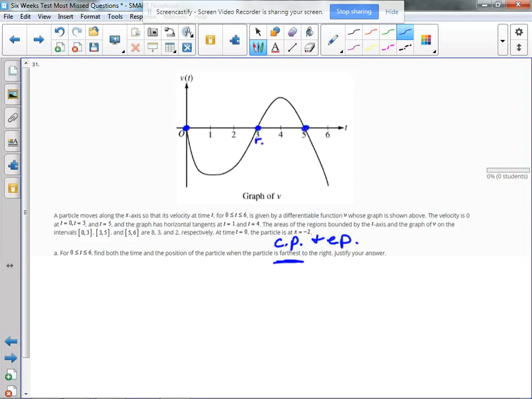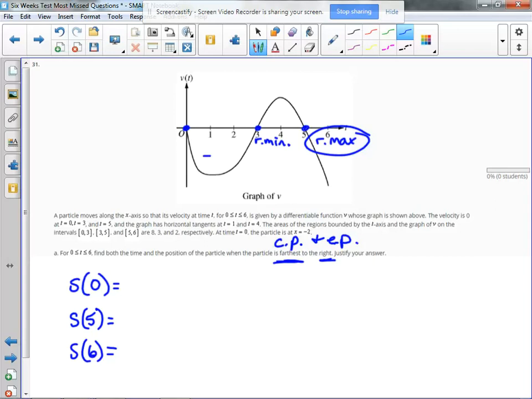3 is a relative minimum. 5 is a relative maximum. Since it wants furthest to the right, that would be the max. Furthest to the left would be a minimum. That's our critical point, 5. We also need to check endpoints. So we need our position at time 0, our position at time 5, and our position at time 6. Our endpoints and our critical point, that could be the applicable maximum, or extreme, excuse me.